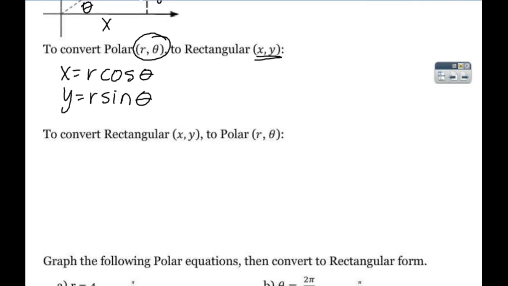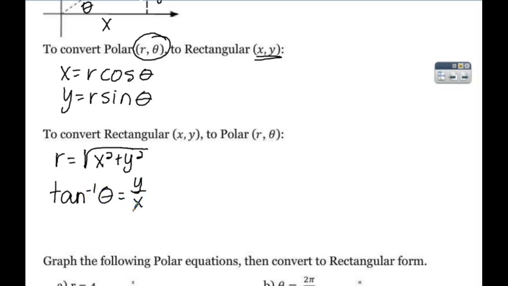So to convert, if I start with rectangular, if I start with x, y, and I need r, theta, okay? So, to find r, we're going to be given x and y. I have x and y here, and I have x and y here. So I can find r, and I can find theta. Okay? So if I'm given x and y, this is what I'm going to do to find this.